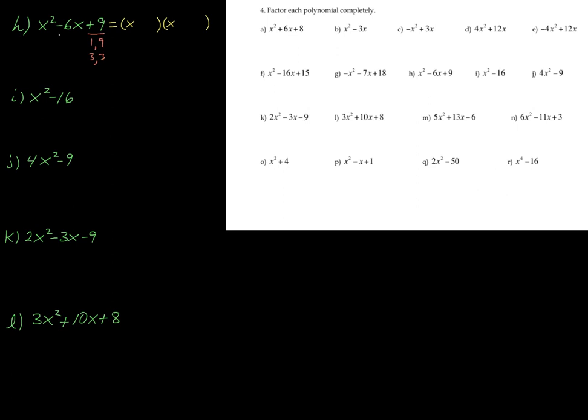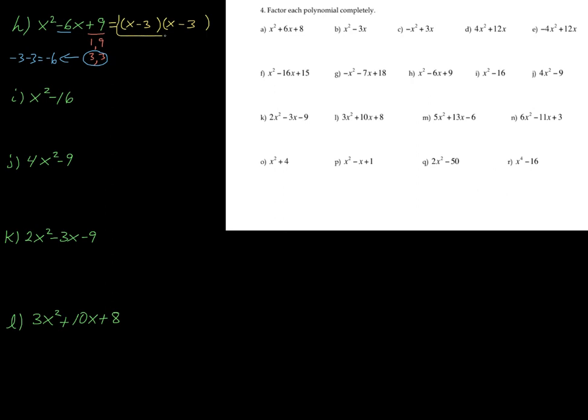And the middle term is negative 6. So I need to build a negative 6 either from a 1 and a 9 or a 3 and a 3. Okay, and if I make both of the 3's negative, I see that I can do that just fine. So here then my factorization would be x minus 3 times, well, x minus 3.